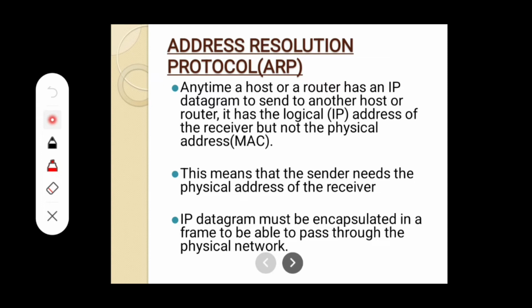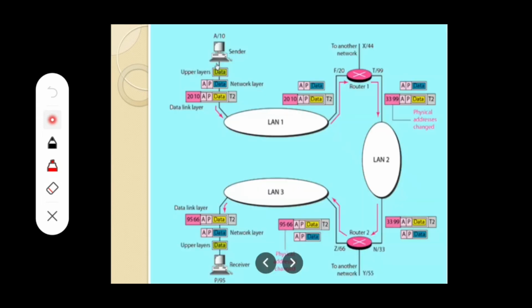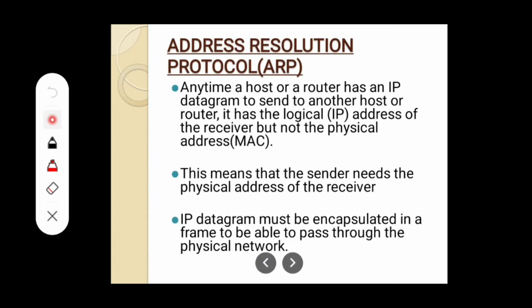We have already seen that. The figure we have already seen. This is made into a frame by which layer? Data link layer. This is called a frame. Okay. In that frame we are having the source MAC ID and the destination MAC ID. So the IP datagram must be encapsulated in the frame to be able to pass through the physical network.